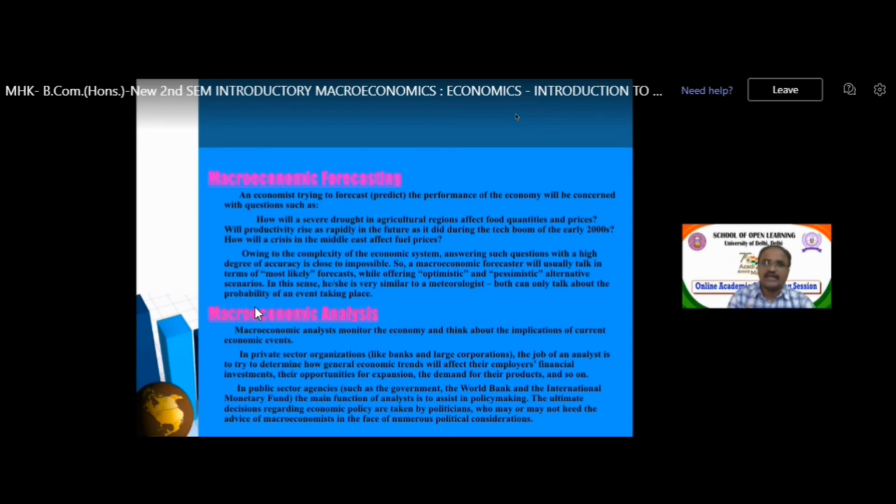The next concept is macroeconomic analysis. Macroeconomic analysts monitor the economy and think about the implications of current economic events. For example, private sector organizations like banks and large corporations analyze how the economy is doing. The job of the analyst is to try to determine general economic trends for their employees or investors, and some public sector agencies analyze what the government and the World Bank or international banks are doing as their main functions.